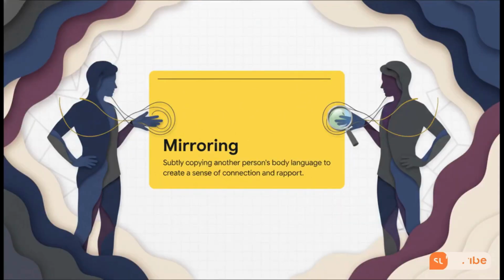And in that same vein, you've got mirroring. This is where you subtly copy someone's body language, their posture, maybe their hand gestures. It subconsciously sends this signal that, hey, you're in sync, you're on the same wavelength. And that simple act can make them feel way more comfortable and at ease.